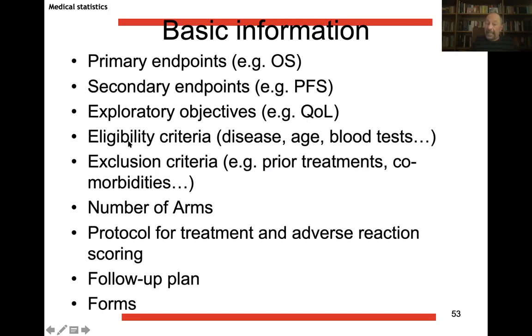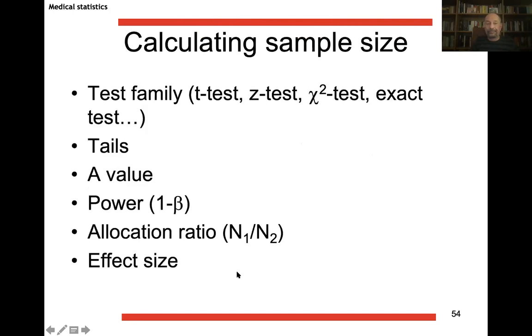Then you have to decide the eligibility criteria, so which patients can be enrolled, the exclusion criteria, the number of arms, so how many treatments in addition to the control you want, and the protocol for treatment and for adverse reaction scoring. I think you are familiar with this from the vaccine now. The follow-up plan, very important, and the forms.